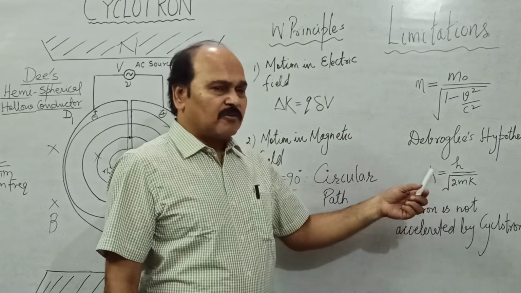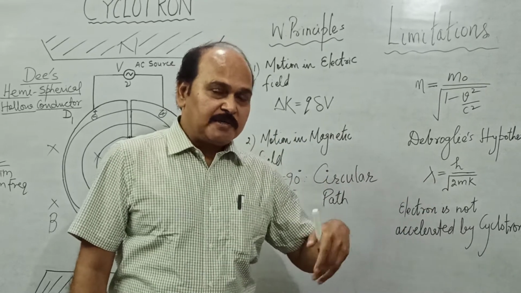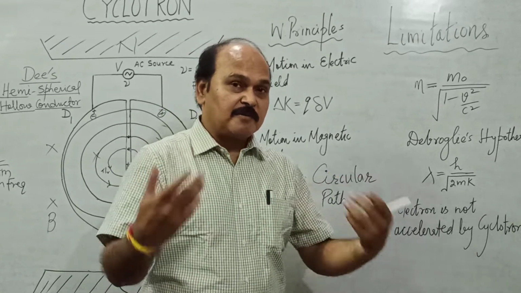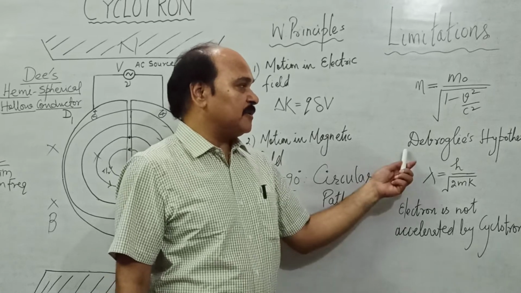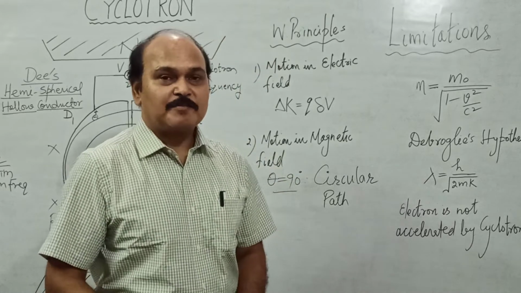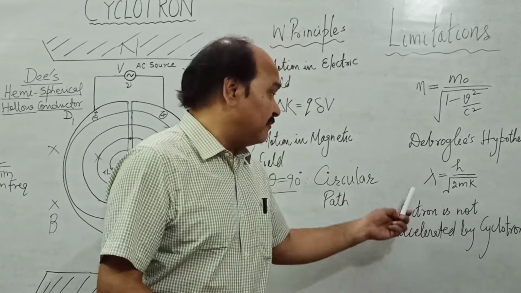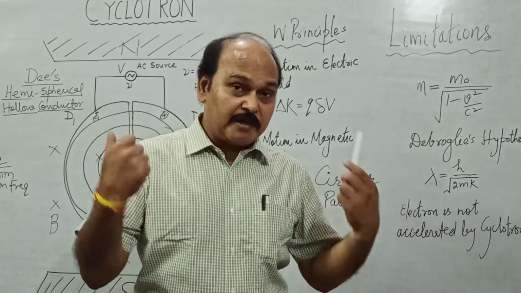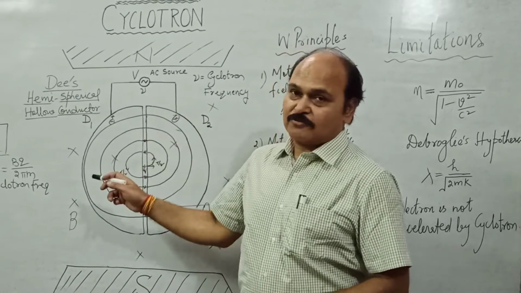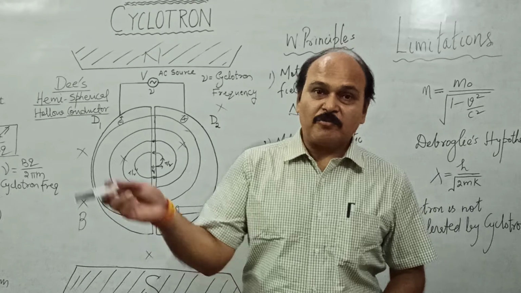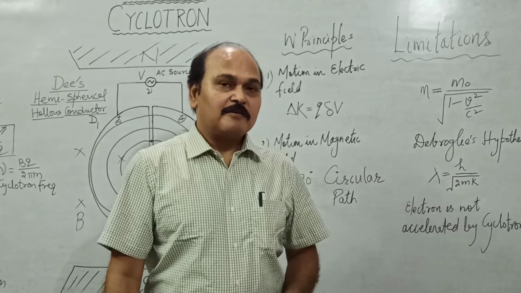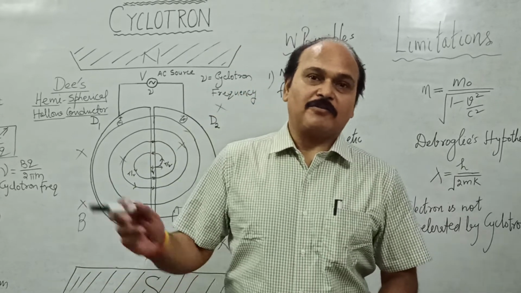Besides that, electron being a very light particle, as the speed of the electron increases, its wave nature starts dominating. We know, as per the de Broglie hypothesis, wavelength is inversely proportional to square root of kinetic energy. So as the kinetic energy of the charged particle increases, the wave nature of electron starts dominating. As a result, the electron does not remain synchronous with the alternating source. So it starts moving randomly instead of moving on a semicircular path. So we do not accelerate electrons using cyclotron.